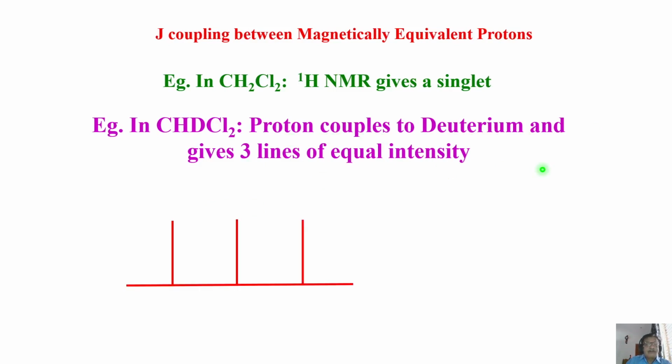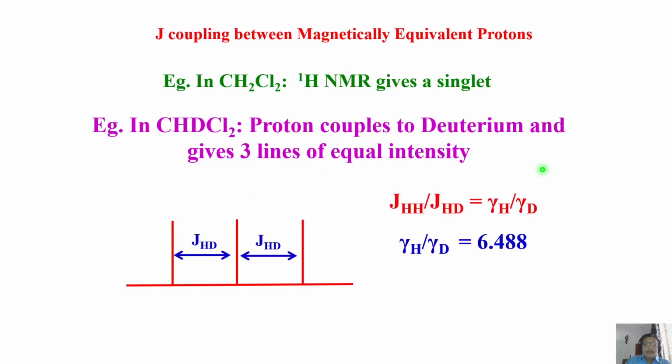Okay, I got 3 lines of equal intensity. What did I get? JHD here. Simply plug in the values that I gave you. Now I get this value.